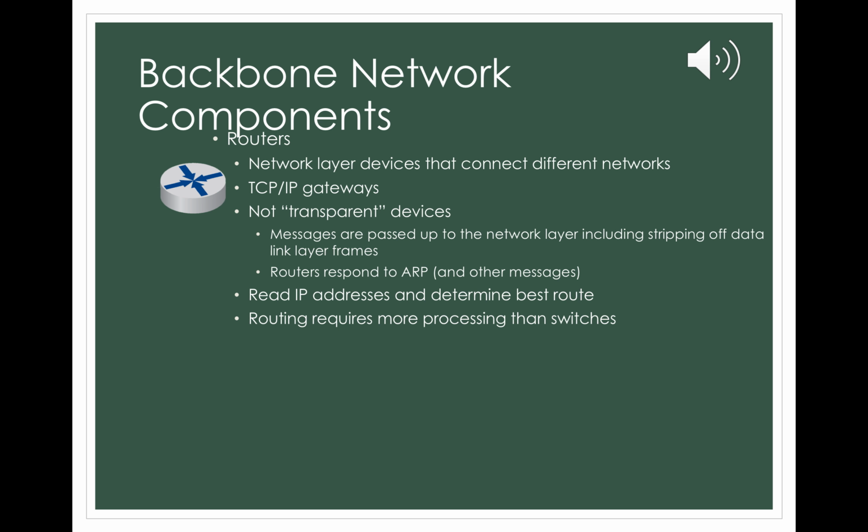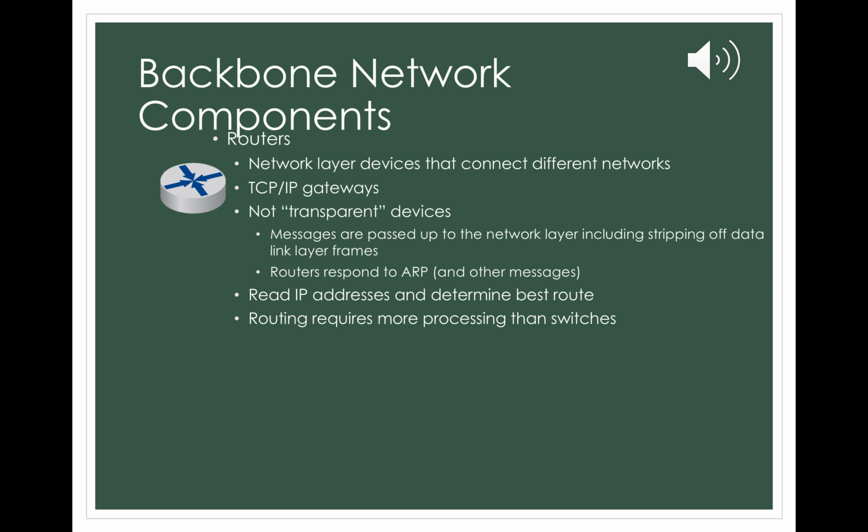Now we're going to talk about the various components, starting with routers. Routers are network layer devices that connect different networks. They're also TCP/IP gateways. So if you ever look at an IPv4 configuration, the router is going to be the gateway in that configuration. Routers are not transparent devices, which means they are very visible. Messages are passed up to the network layer, including stripping off data link layer frames.